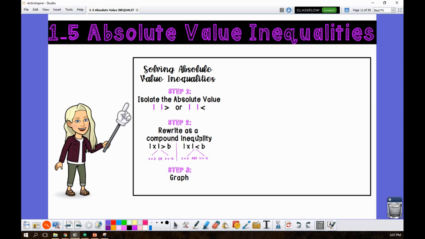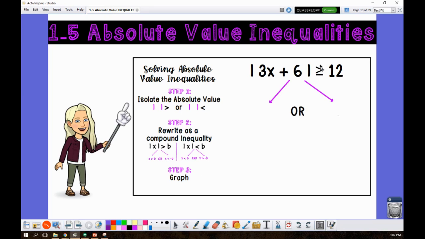Step 2 is we will rewrite the compound inequality as these steps that I just showed you in the last slide. And step 3 is that we'll graph. So let's get into it. I have the absolute value of 3x plus 6 is greater than or equal to 12. So the absolute value is actually already isolated. There's nothing on the outside of these absolute value bars. And I can just go ahead and rewrite this as a compound inequality.